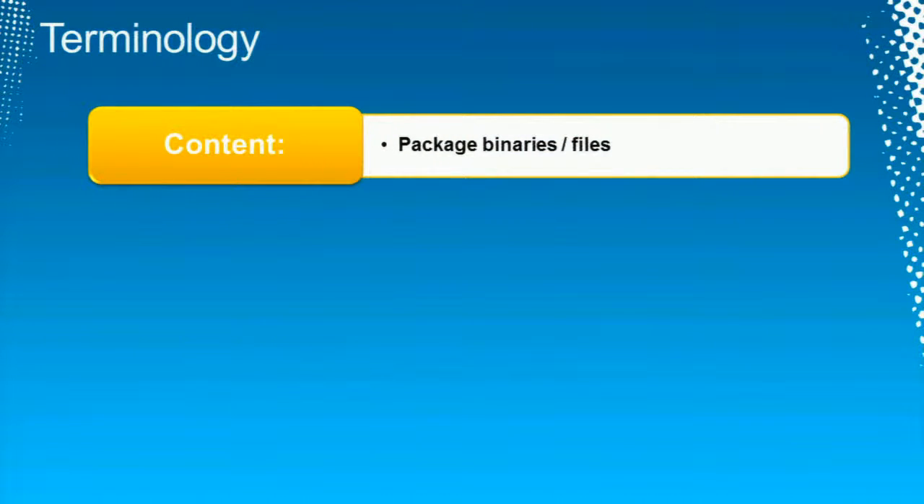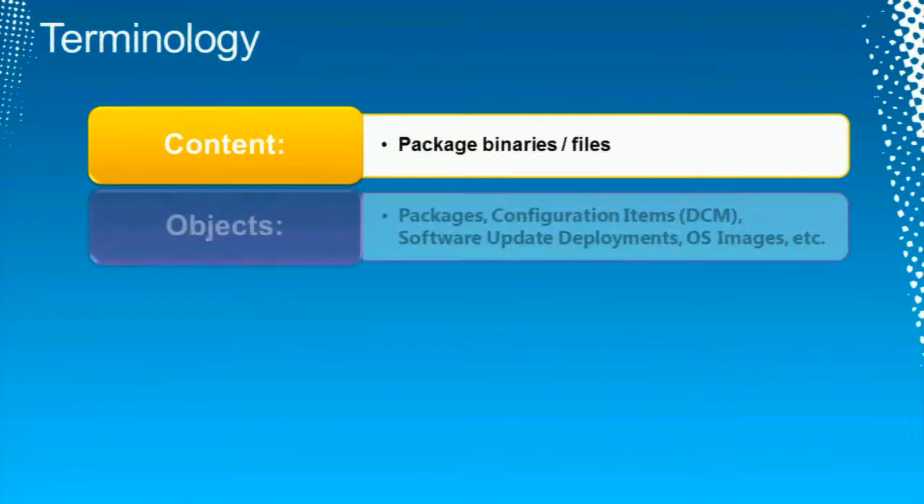So first off, a little terminology, so we're all on the same wavelength here. Content, I've referred to content in all my presentations. Content are the package binaries you're going to make available to your end users, to the clients. So packages, applications, software update packages, OS deployment images, boot images, and so on. That's content. So content are the files that the client computers need to have access to.